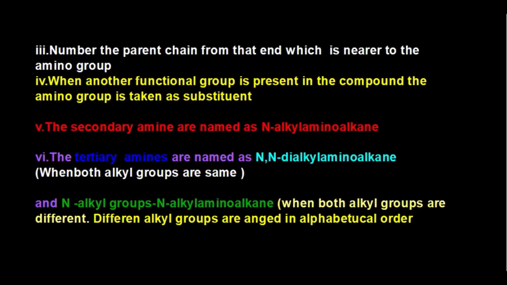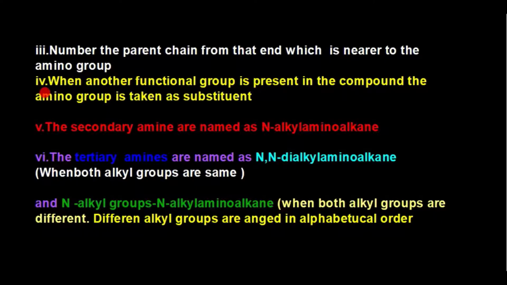Then the third rule: number the parent chain from that end which is nearer to the amino group. It means we will do the numbering of the parent chain in such a way that we assign the lowest possible number to the functional group. Which functional group is here? It is the amino group. So we will assign the lowest possible number to the amino group. I hope this rule is clear.